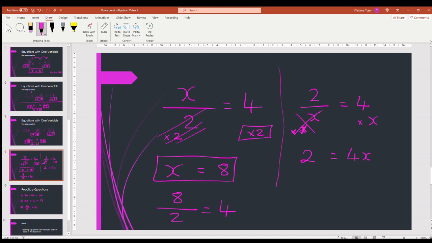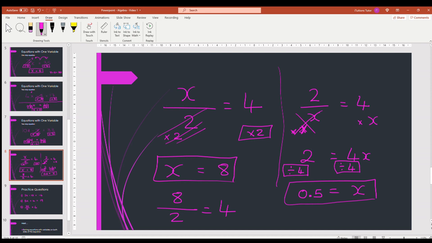We still don't have x on its own, but we have a problem that we know how to solve. So we need to get rid of the 4 so we can get x on its own. The opposite of multiplication is division. Divide by 4. We must do the same on this side. So now we do have x on its own. 2 divided by 4 is 0.5. So x is equal to 0.5.